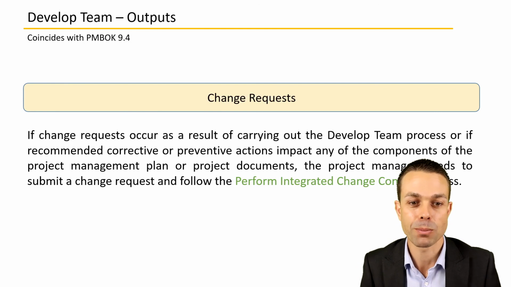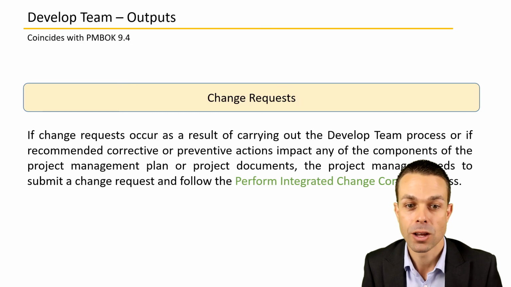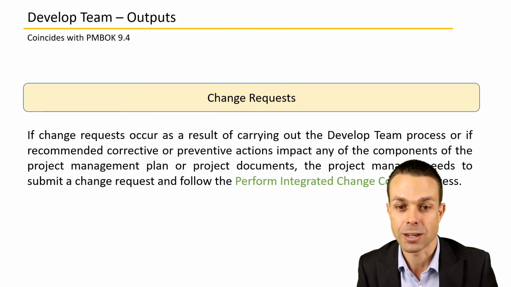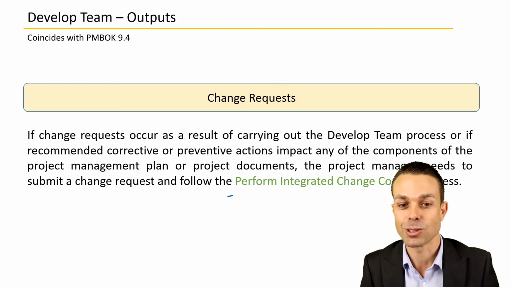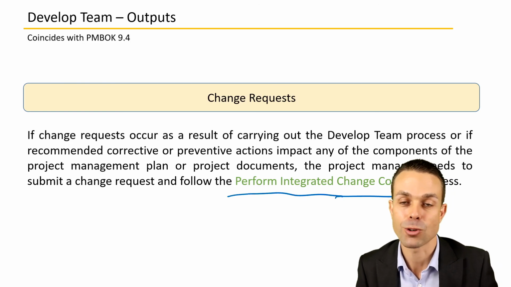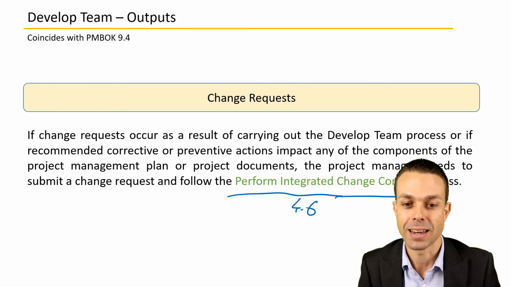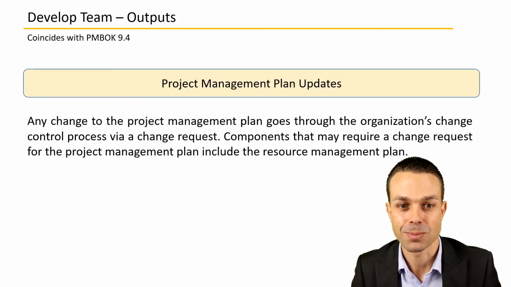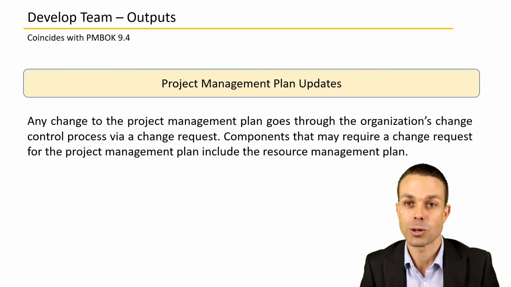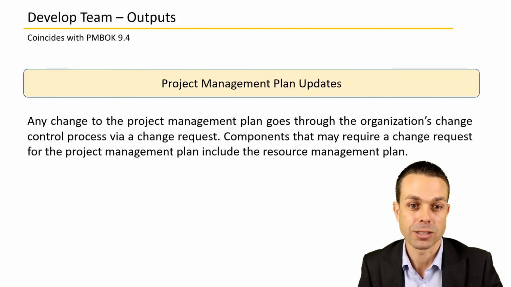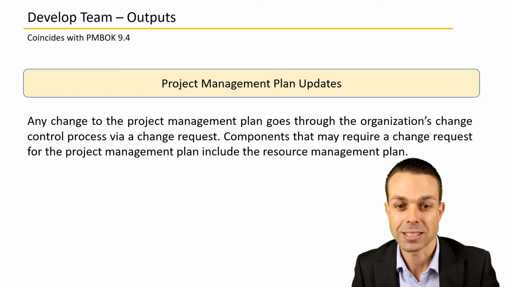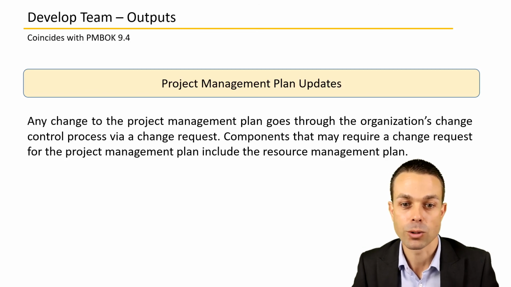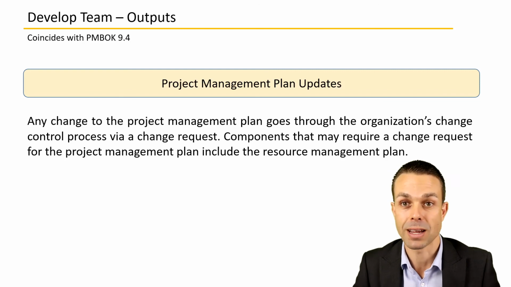Change requests will be an output if change requests occur as a result of carrying out the developed team process, or if recommended corrective or preventative actions impact any of these components, we may need to go through a change request, as usual managed from the Perform Integrated Change Control Process 4.6 in our project management body of knowledge processes. Project management updates to our project management plan. Any change to the project management plan goes through the organization's change control process via a change request. And that might include the resource management plan if we need to update resources.